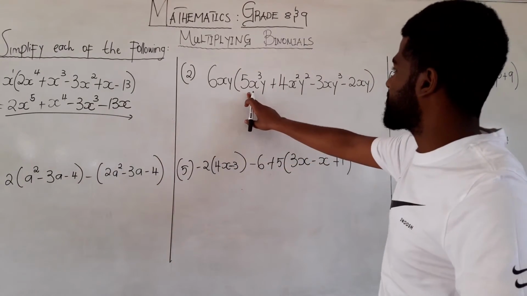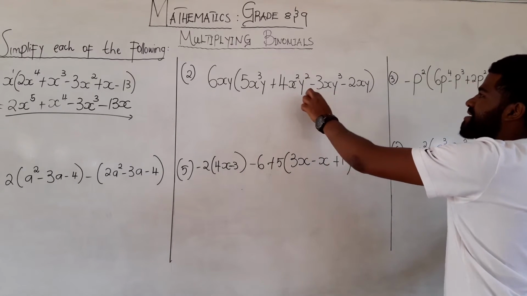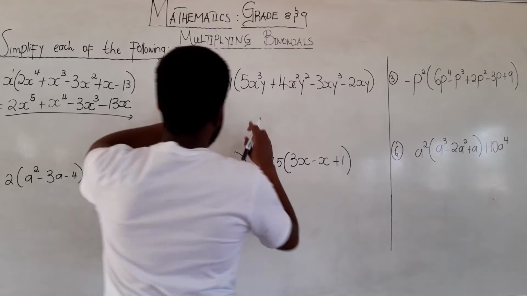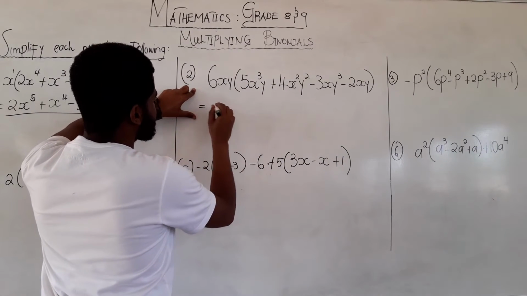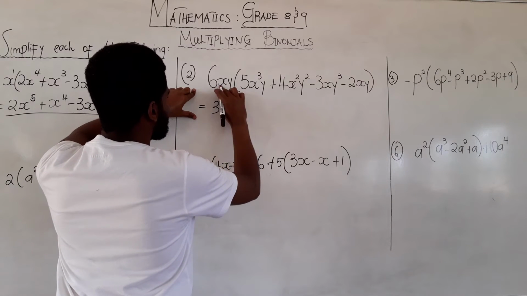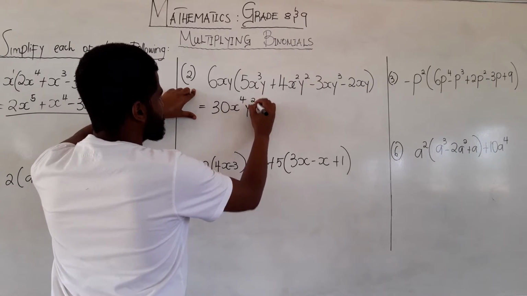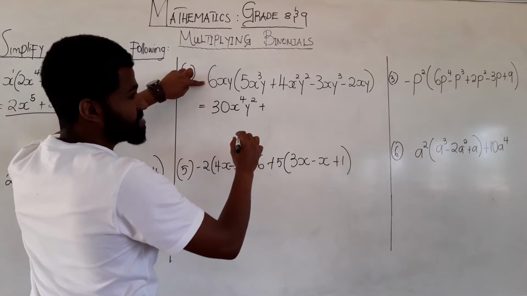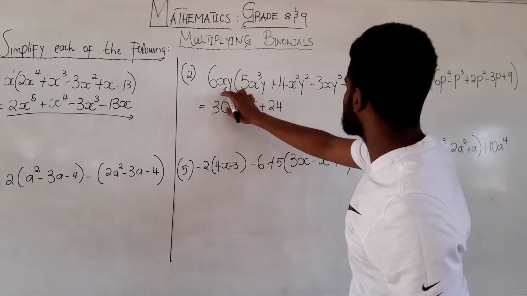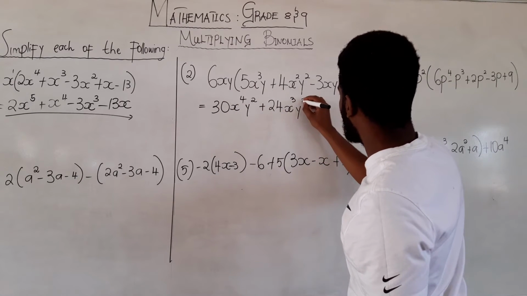6xy multiplied by 5x cubed y plus 4x squared y squared minus 3xy cubed minus 2xy. Now 6xy multiplied by 5 is going to give us 30. x multiplied by x cubed will give us x to the power 4. And then y times y will give us y squared. Plus 6 multiplied by 4 is 24. x times x will give you x squared, and y times y squared will give us y cubed.